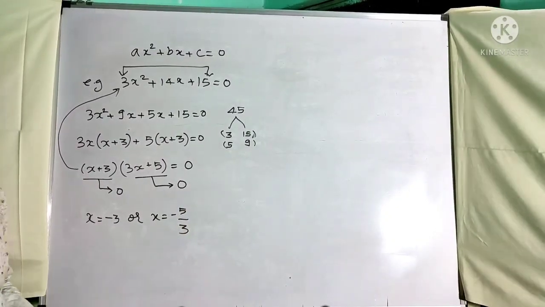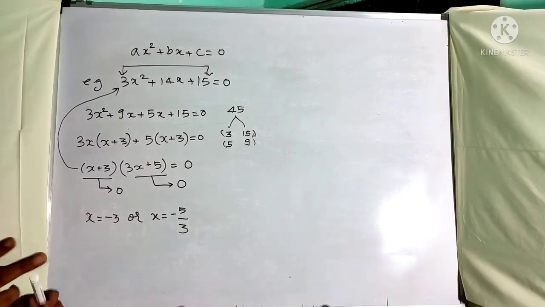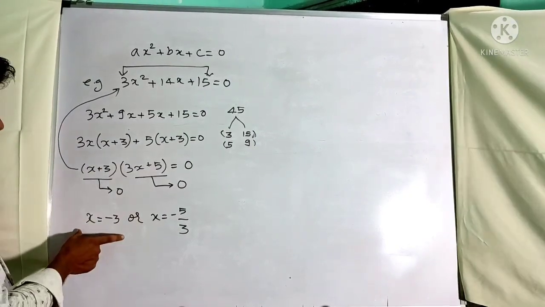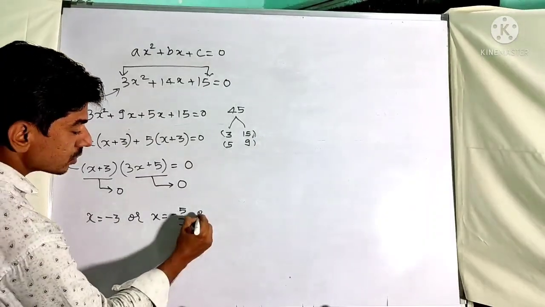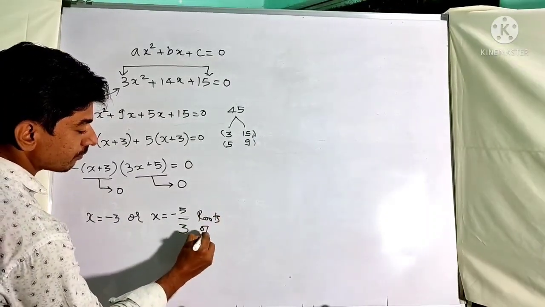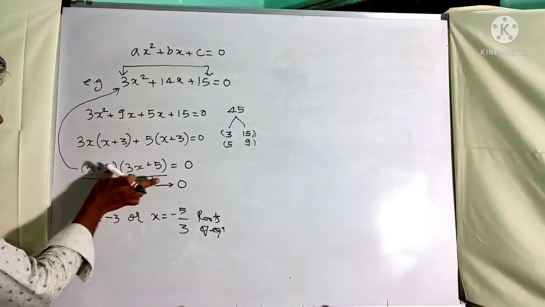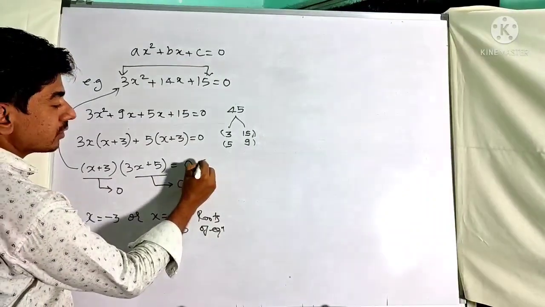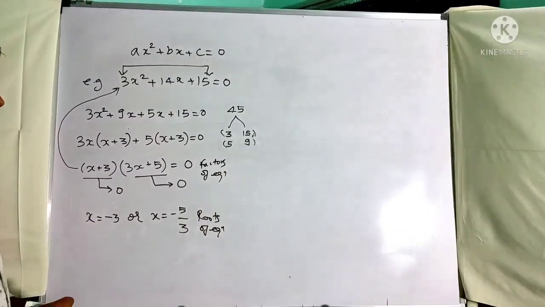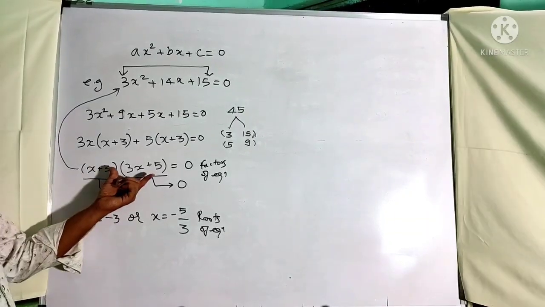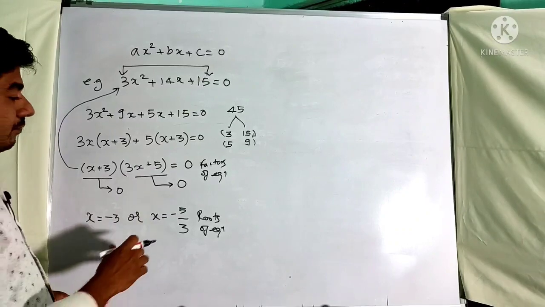Friends, this is the conventional method by which we can get the answers. Here we get the factors as well as the roots. These two are called roots of the equation, that are nothing but the values of the variable, and these two are called factors of the equation. I mean, if you expand this equation again, you will get the same equation.